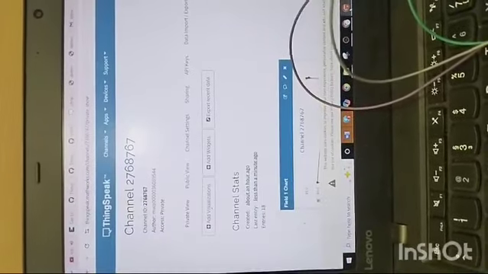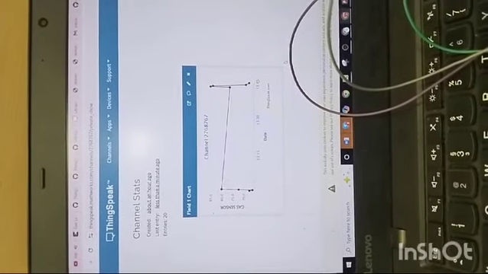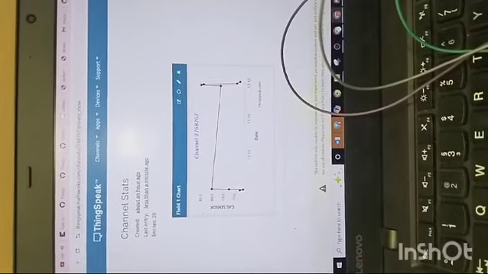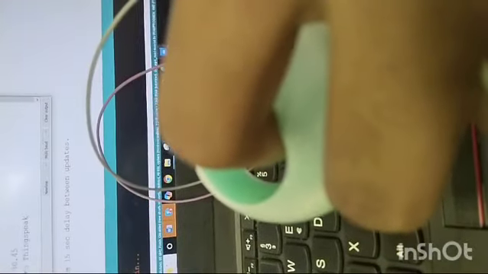And this we can monitor in ThingSpeak also. I have given a channel in ThingSpeak, so you can't see the variance now. So now I'll again spray the gas and I'll show you the difference in the gas level. So again I'll spray the gas now.